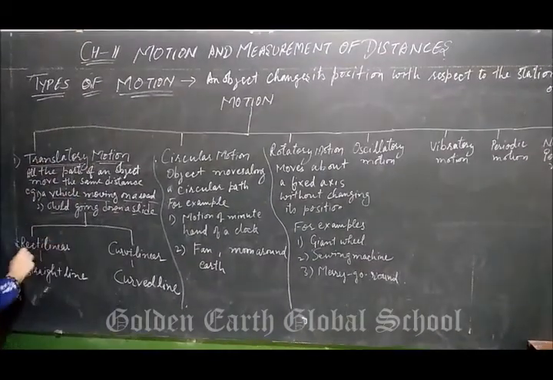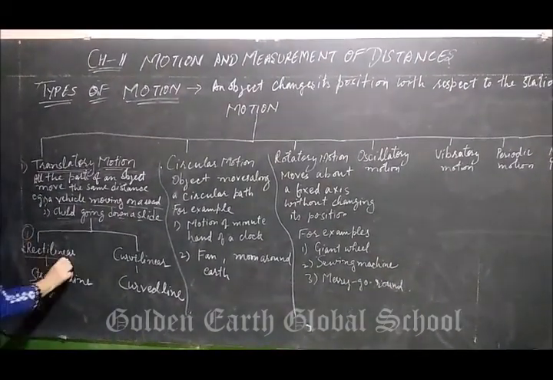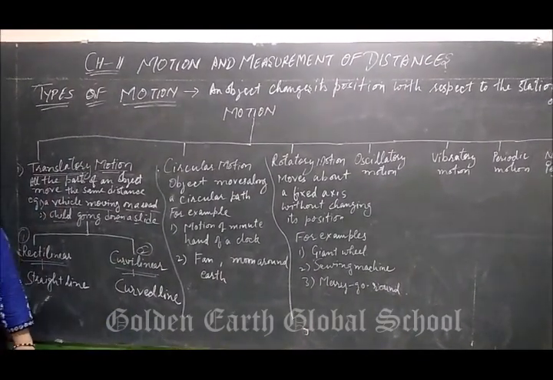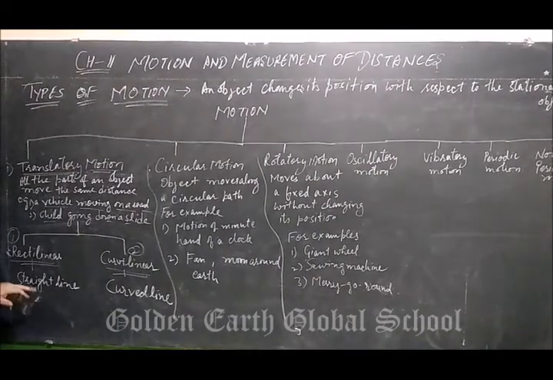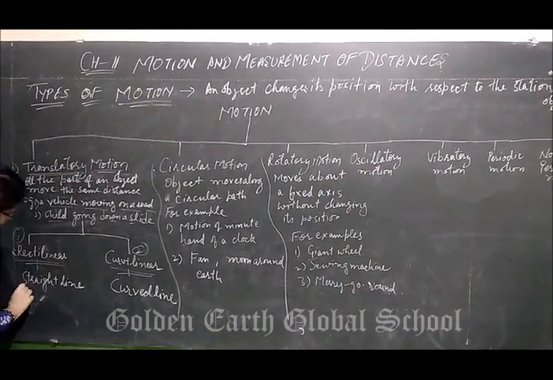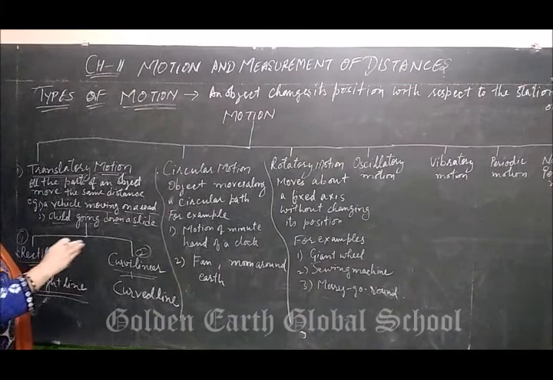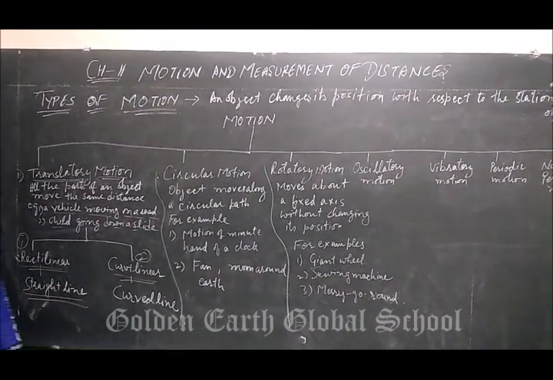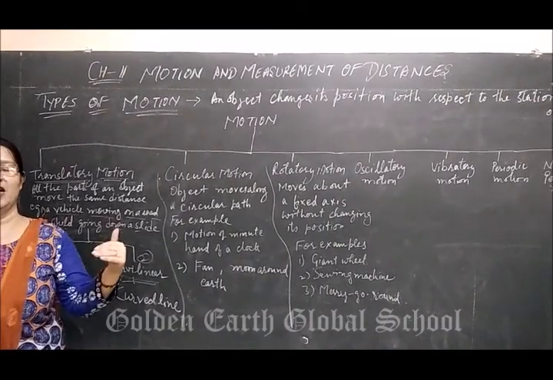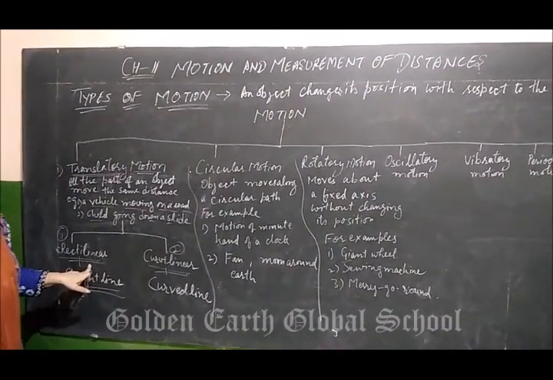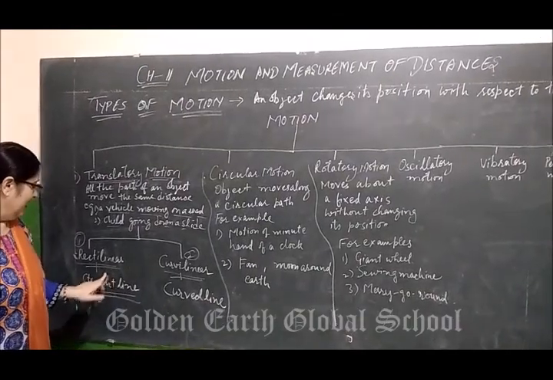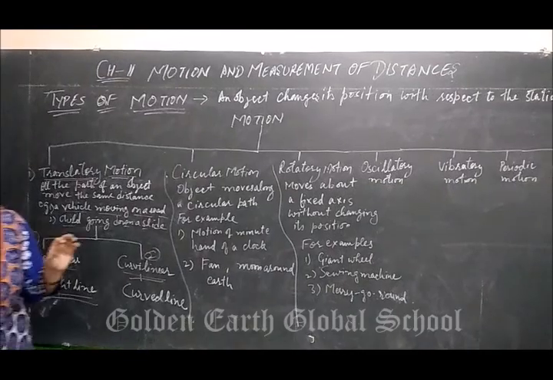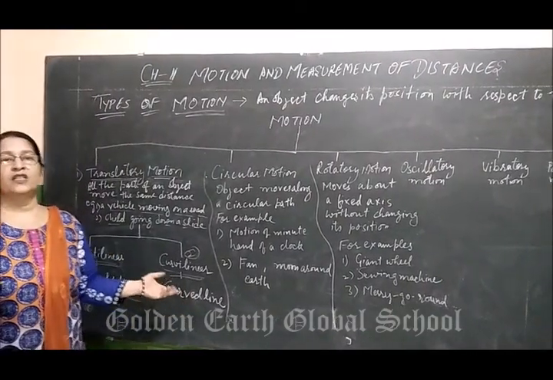It is of two types. The first type is rectilinear motion. The second is curvilinear motion. Rectilinear motion means when an object moves along a straight line, it is called rectilinear motion. For example, a car moving in a straight line. What type of motion is it having? It is having rectilinear motion. Next is the motion of a striker on a carom board. What type of motion is it having?